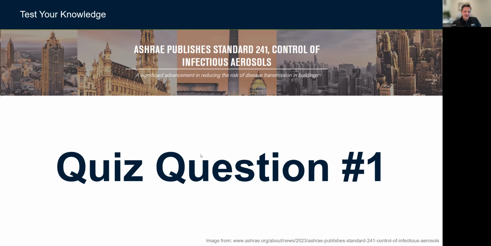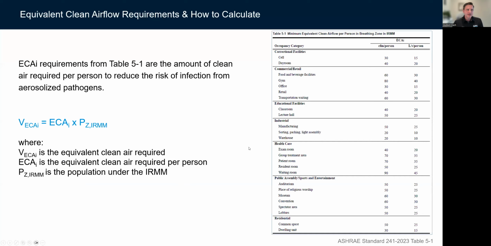All right, well, let's get moving. So let's talk about equivalent clean air and how to calculate how much you need. As is always the case in these kinds of things with ASHRAE, there's a table. Within the standard, there's this table on the right-hand side. It's pretty straightforward, and this is a per person piece of math.